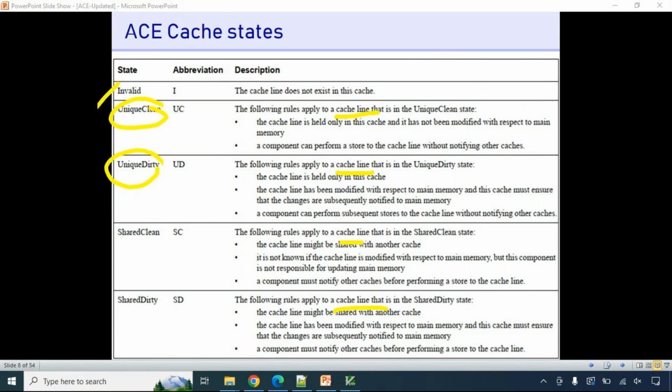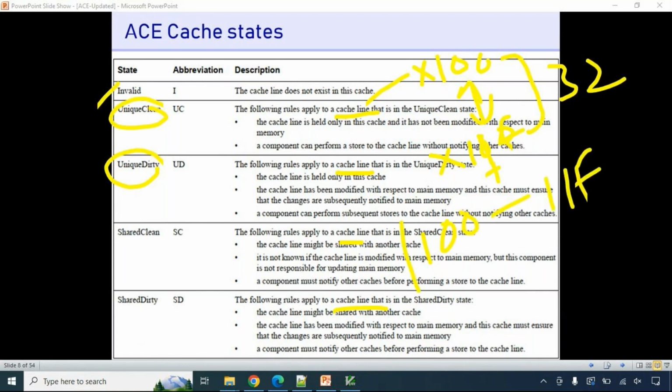What does cache line mean? If I say address 100, it's not just 100. If the cache line size is 32 bytes, it is from 100 to 100 plus 31. If you convert to hexadecimal, it comes to 1F. So 100 to 11F is the one cache line we are talking about. So this is either invalid, which means this location doesn't exist in my cache.